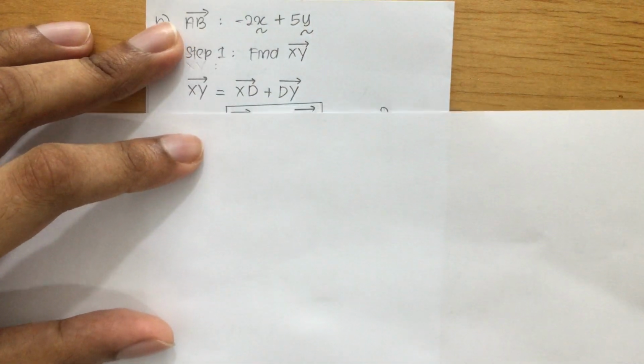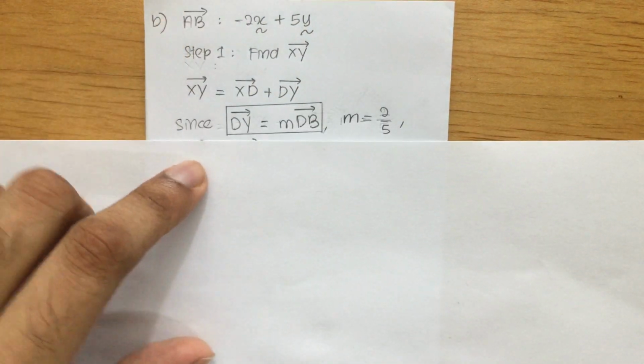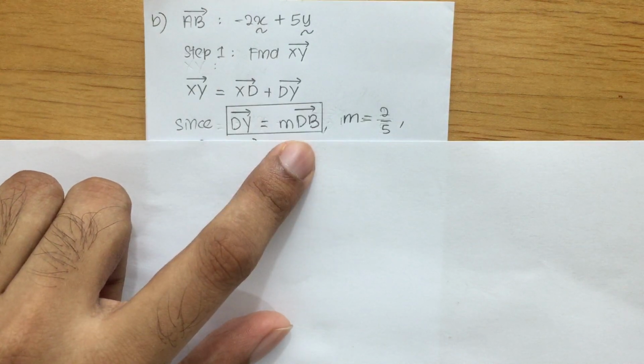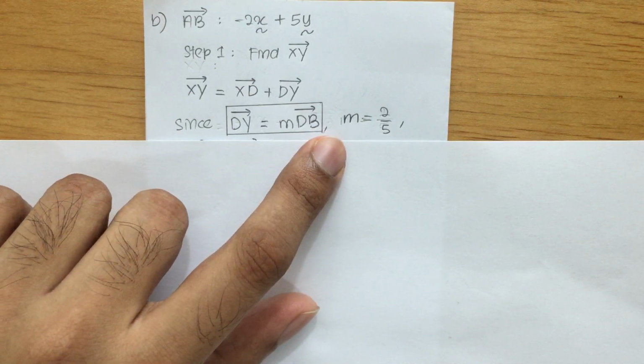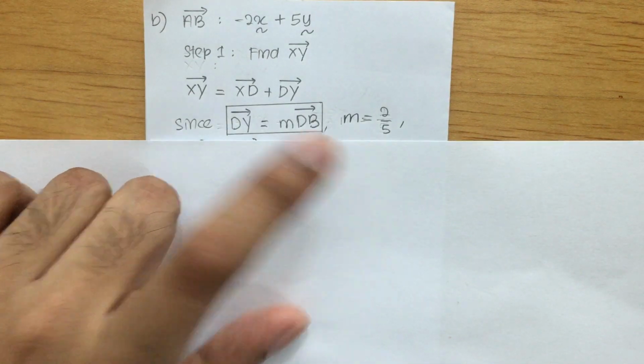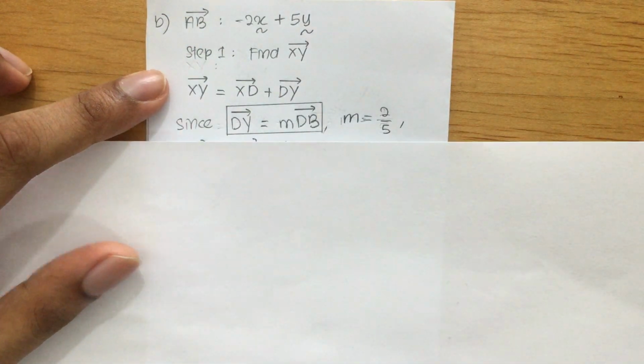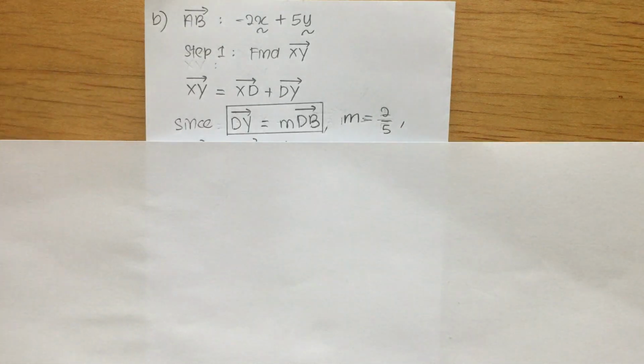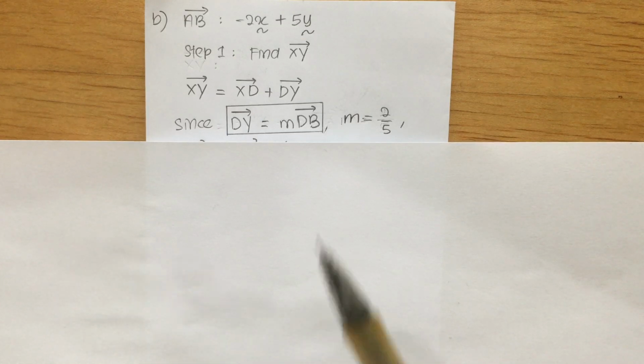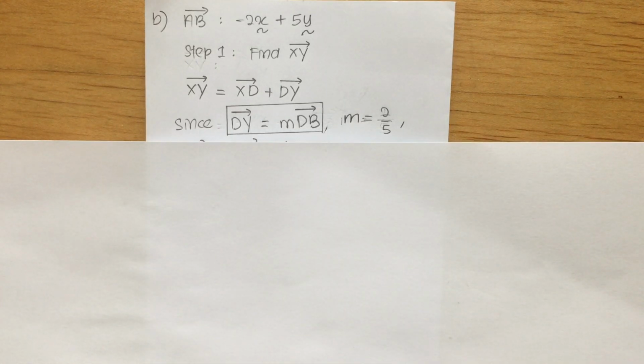So continue to the next step. Since vector DY equals m of vector DB, and you have already found the value of m, which is equal to 2 over 5, we're going to use the expression in terms of m, guys. Now you can ask me, can I use vector DY equals DX plus NXC? The answer is yes, you can use that expression as well. At the end, you'll still get back the same answer. But in this case, I'm using the expression in terms of m.